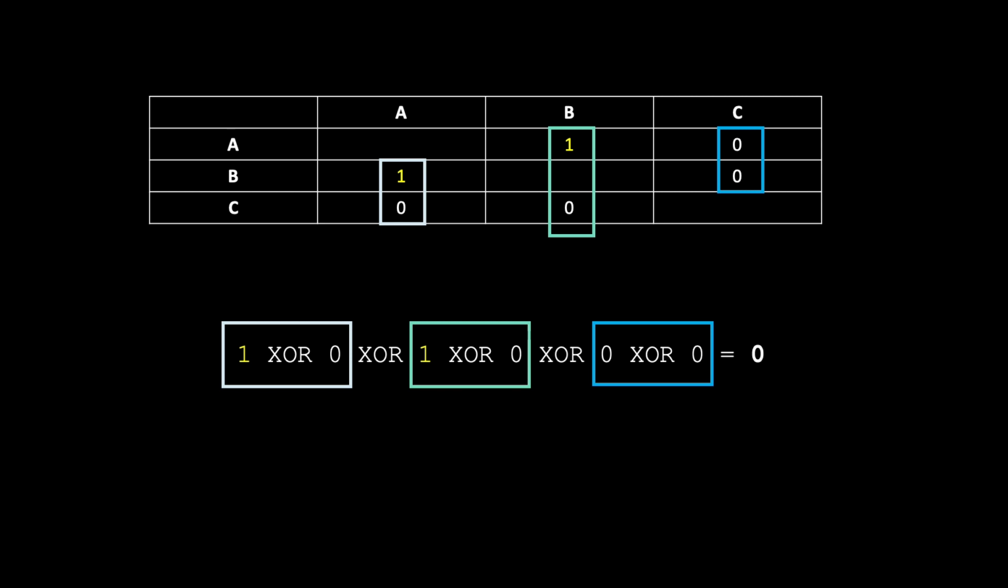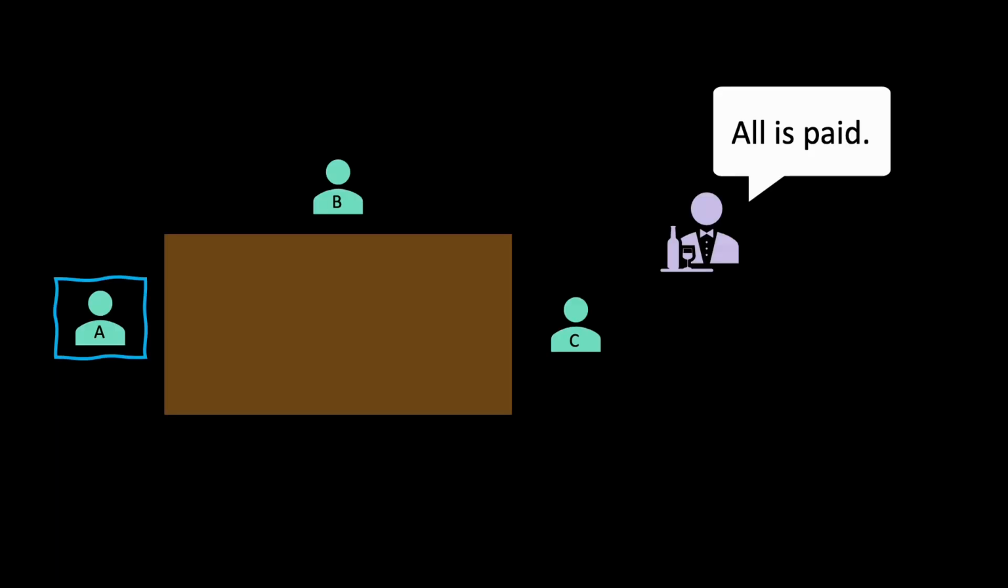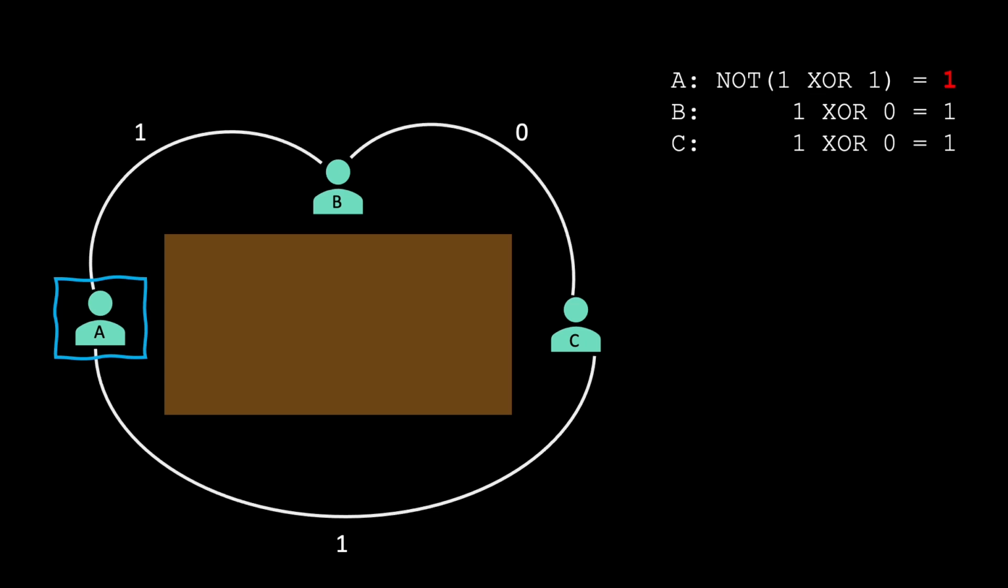Now, if one cryptographer did pay, let's assume A paid, only their respective published bit changes, which immediately changes the amount of 1s to an odd number. This also means that the resulting XOR operation becomes 1. This is how they know that a cryptographer paid.